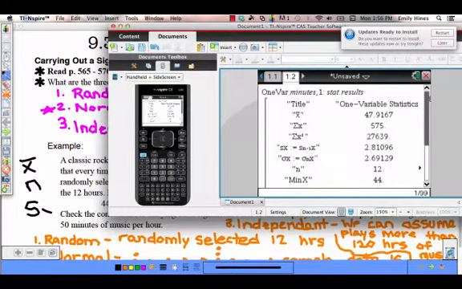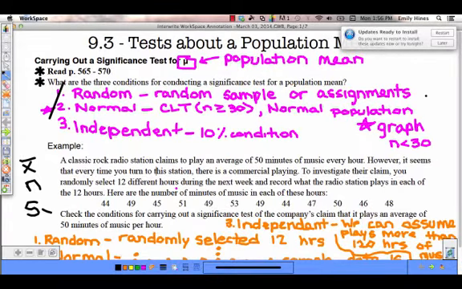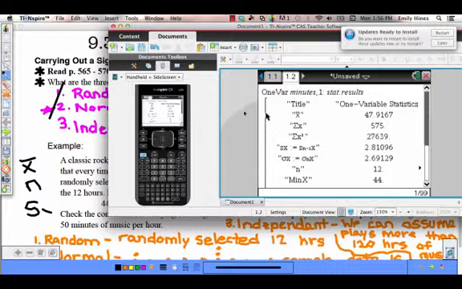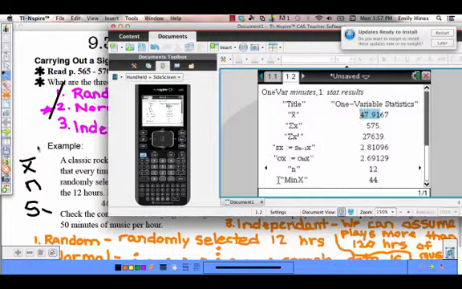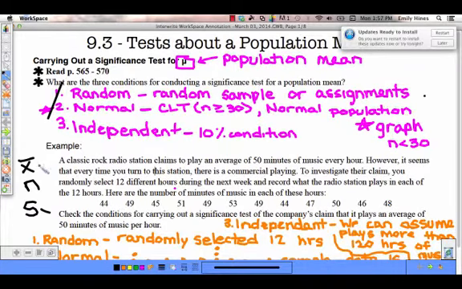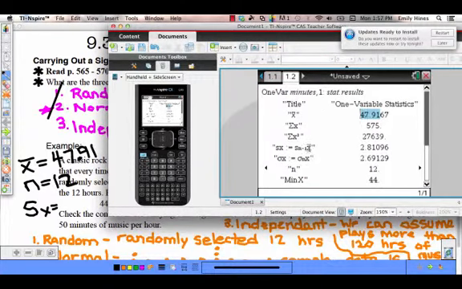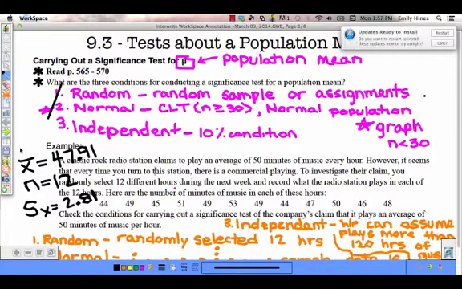And remember what I need here, my X bar, is this right here, 47.9167. So 47.91 or 92. I know that N is 12. And then I need the standard deviation of my sample here. And remember that you always want the S of X, which is 2.81. So there we go.